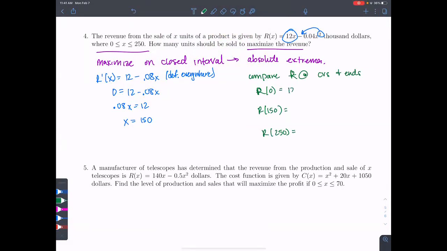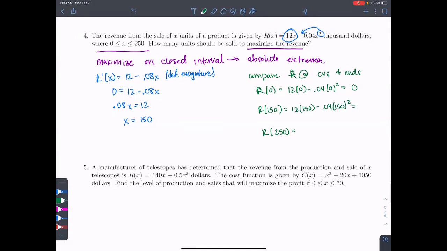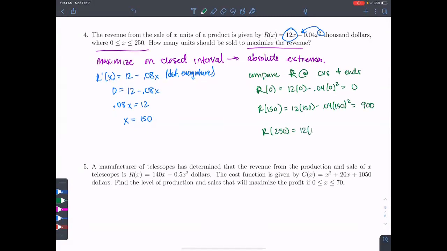When you do this, this is 12 times 0 minus 0.04 times 0 squared. When you do this, you get 0. When you plug in 150, I got 900. And when I plugged in 250, I got 500. So we have an absolute min and we have an absolute max.